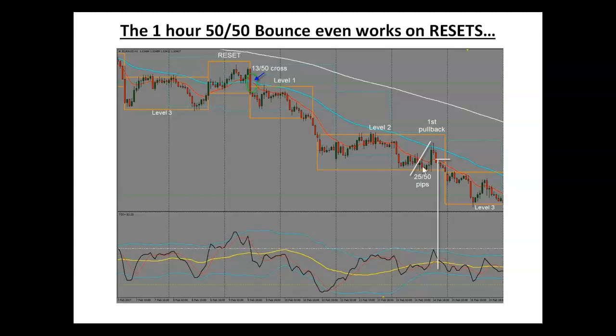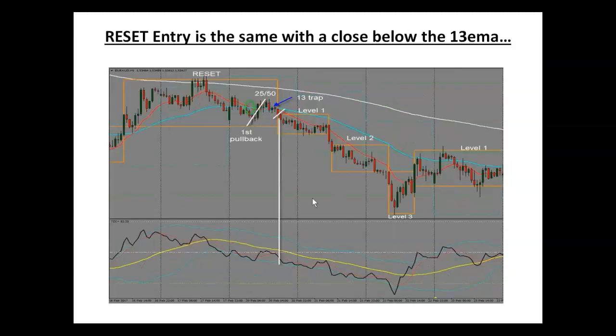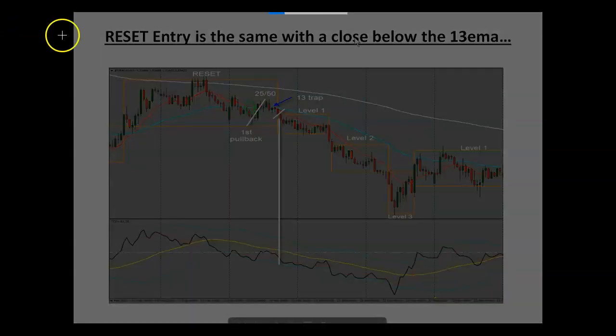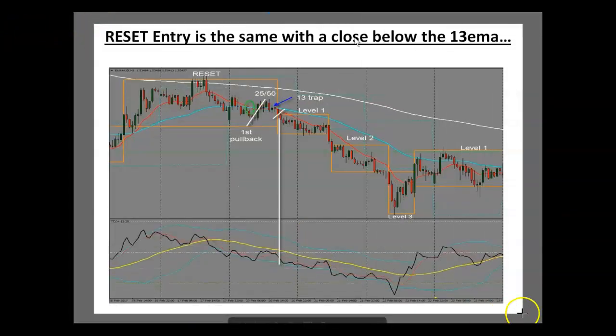Okay, you're looking for the first pullback. So the pullback happens to be in level 2 this time. In this example, 25 to 50 pips, rolled over, RSI signal line cross below the static, short. So the reset entry is the same, with a close below, in this example, the 13 EMA.